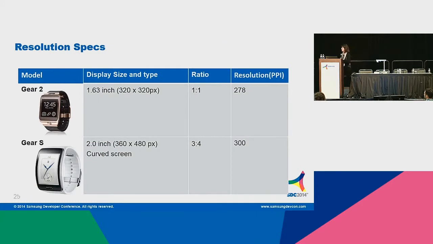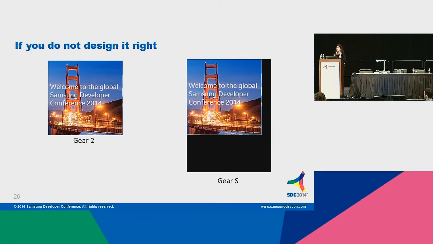So if you look at the Gear 2, it's 320 by 320. If you look at the Gear S, it's 360 by 480. Different aspect ratios, 1:1 on the Gear 2, 3:4 on the Gear S. Resolution is 278 on the Gear 2, 300 on the Gear S. You do have to keep that in mind. You have to design your app correctly, or you will get a shadow box effect with your graphics.